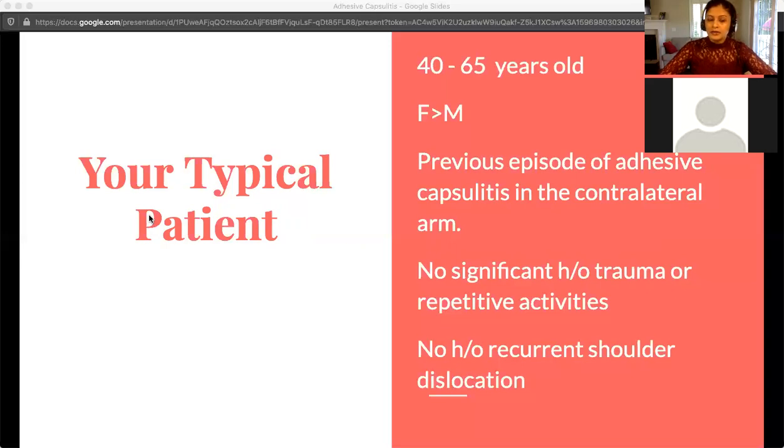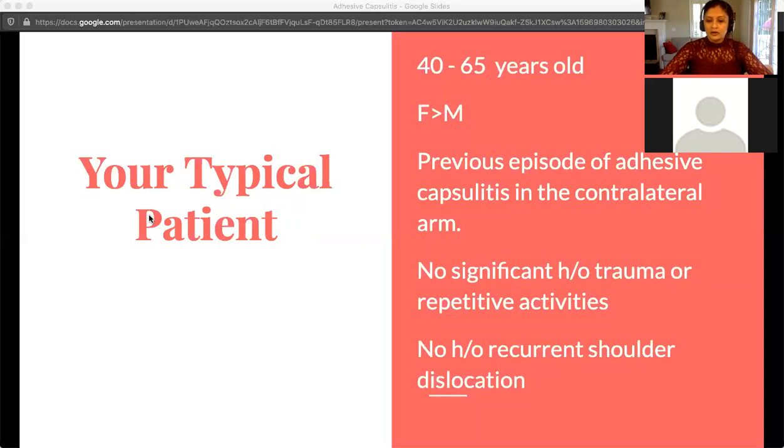The other thing that the patient might tell you is that they had a previous history of adhesive capsulitis in the contralateral arm. So my right shoulder is hurting now. The exact same thing happened to me 3 years ago in the left arm. That is kind of better now, and now this has started bothering me.